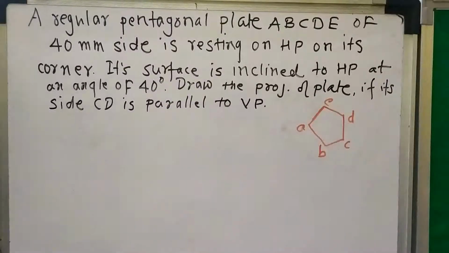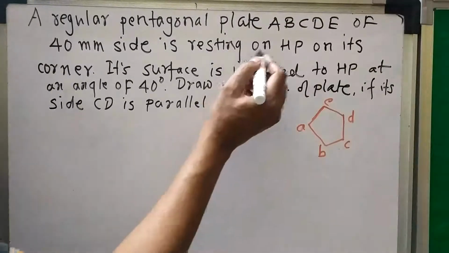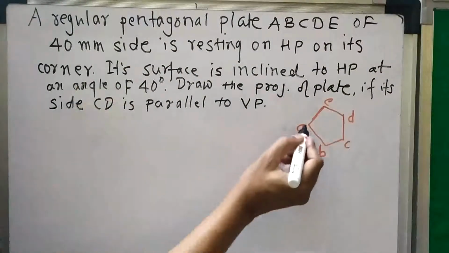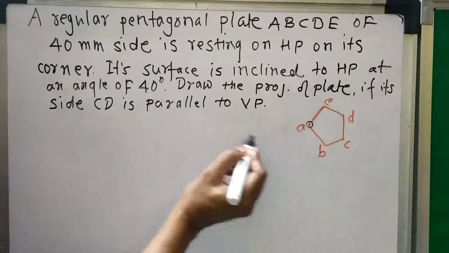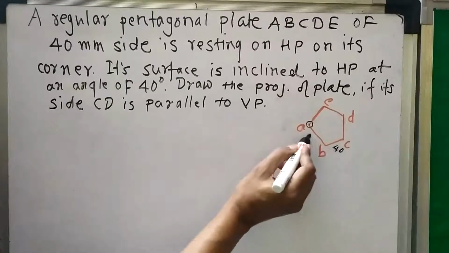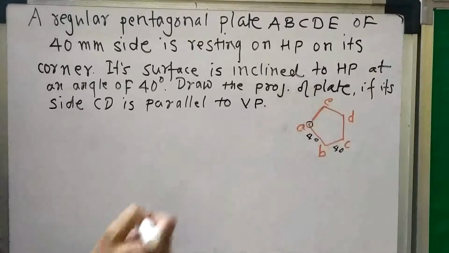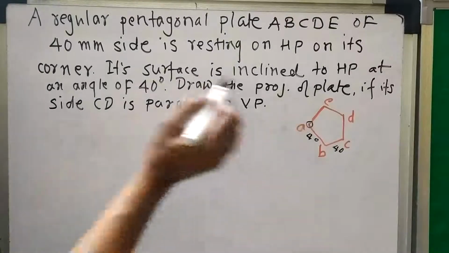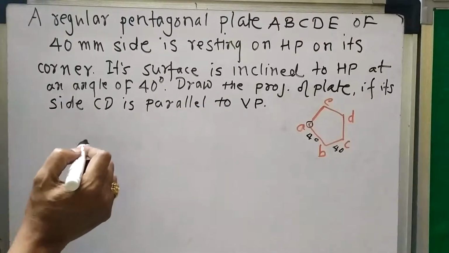Okay, this is the fourth problem of regular pentagon now. A regular pentagonal plate ABCDE of 40 mm side is resting on HP on its corner. Suppose that this is the A corner on which it is resting, and each side is of 40. So each edge is of 40, regular pentagon. It is resting on its corner A.